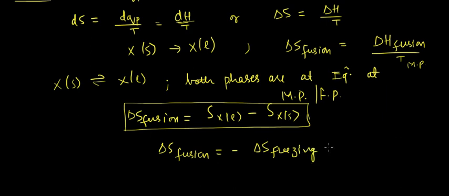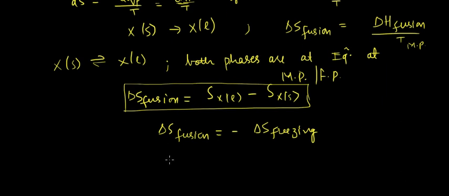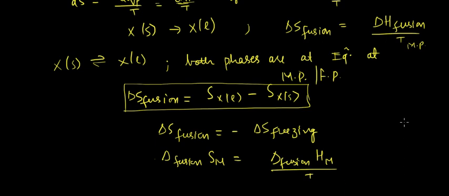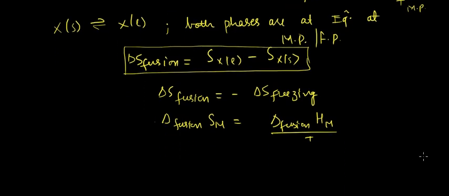What would be the delta S of freezing? Delta S of freezing would happen when the conversion of Xl into Xs takes place. And delta S of fusion is just the reversal of that, so we can write minus here, as S is a state function. We can also write that the molar entropy of fusion would be equal to delta fusion Hm upon T.